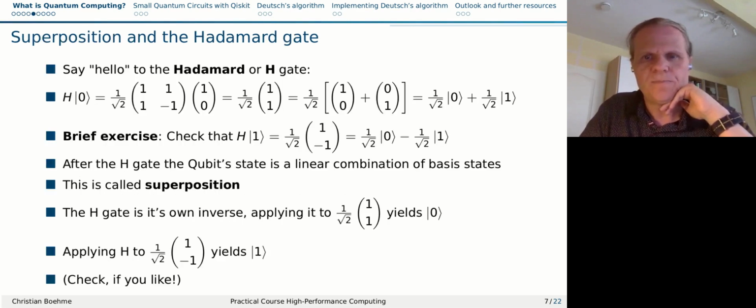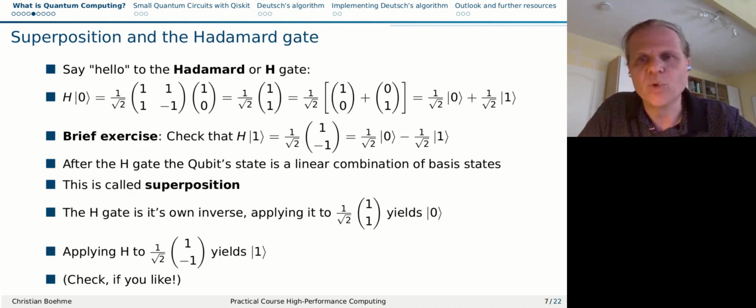Okay. Now, up to now, we have only talked about the 2 computational basis states, 0 and 1. But that wouldn't make quantum computing very powerful, obviously. So say hello to another gate or operation, which is called the Hadamard or H gate. And this does something different to our qubit now. It's represented by this matrix here. And you can ignore for now the 1 over square root 2 here. That I'll explain later.